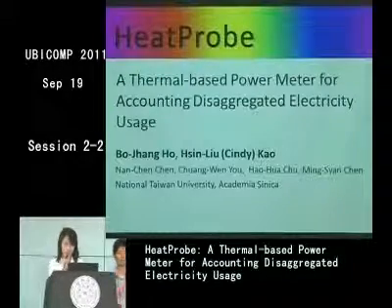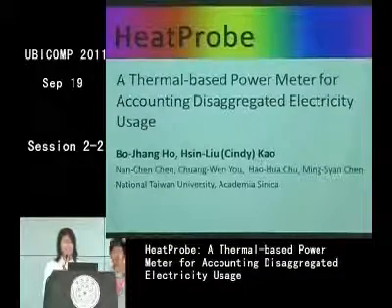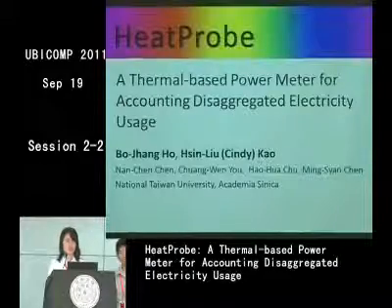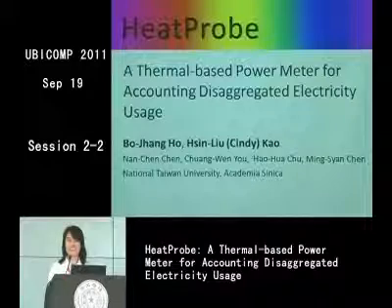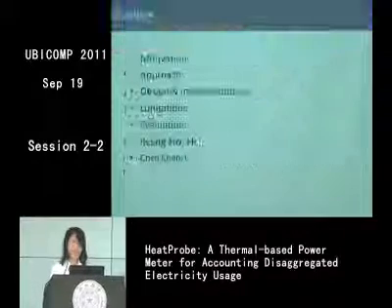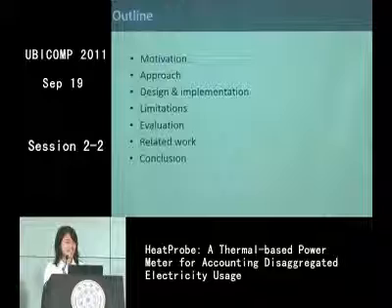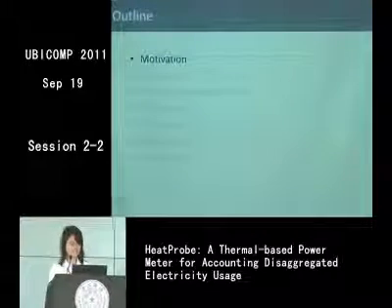Good afternoon, I'm Cindy, and this is Bo Zhang. We're from National Taiwan University, and we're here to present our work, HeatProbe, a thermal-based power meter for accounting disaggregated electricity usage. This is the outline of our slide today, and I will begin with motivation.